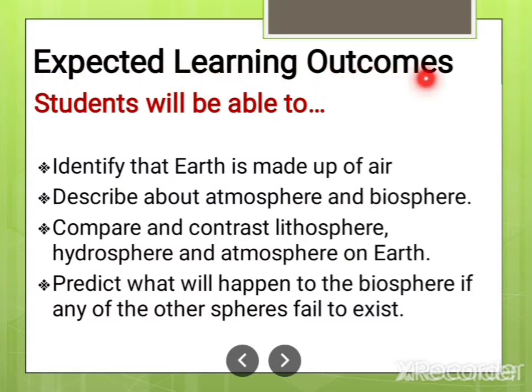Expected learning outcomes. Students will be able to identify that Earth is made up of air. Describe atmosphere and biosphere. Then compare and contrast lithosphere, hydrosphere and atmosphere on Earth, and predict what will happen to the biosphere if any of the other spheres fail to exist.